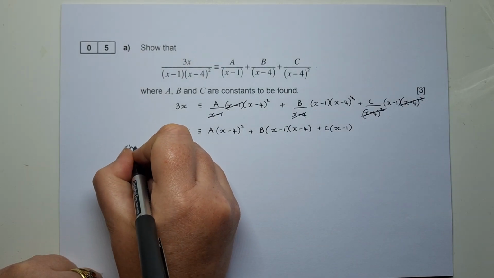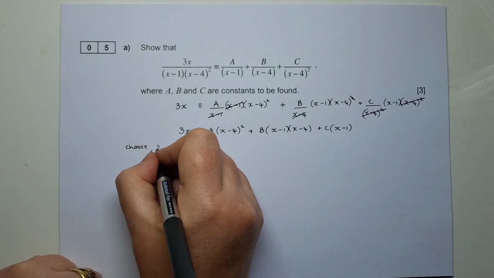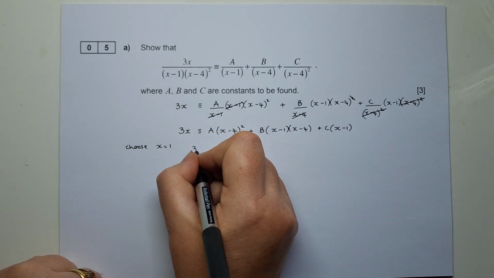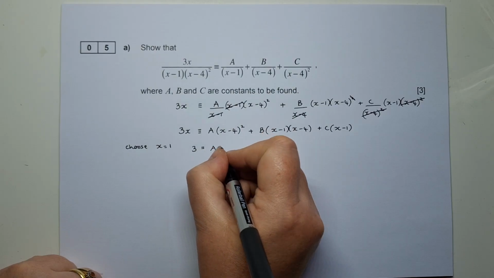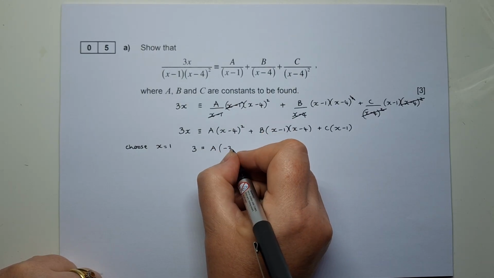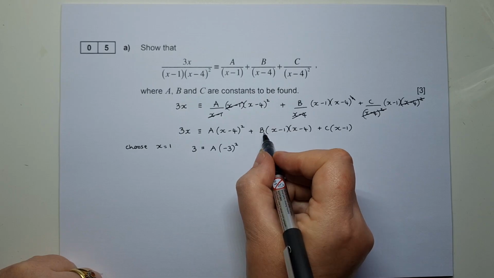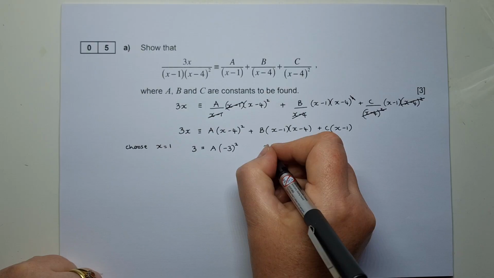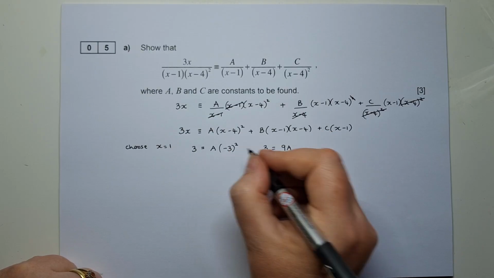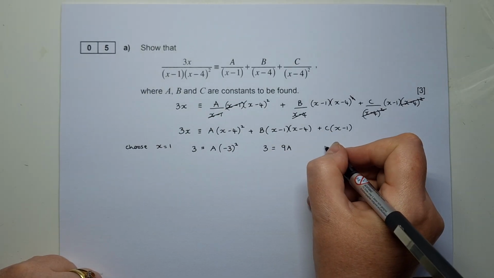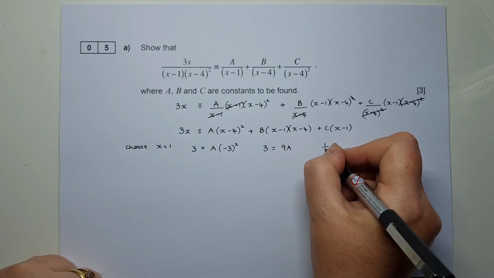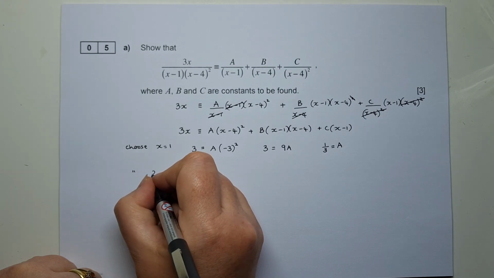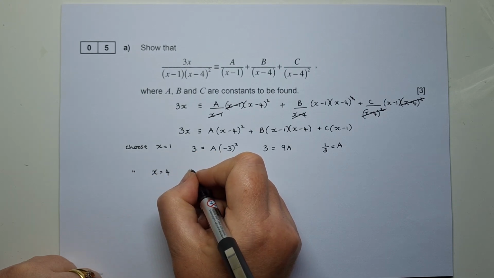Now that's true for any value of x, and we have to find the a, b and the c. So we can choose values of x. If I choose x to be 1, that's a nice one, and that will make that bracket there disappear. So 3 times 1 is 3. We get 1 minus 4 is a negative 3 squared, but we get 0b because that bracket's 0, and 0c. So that gives me 3 is 9a, squaring a minus goes positive, divide by 9 and you get 3 over 9, or 1 over 3. So a is 1/3.